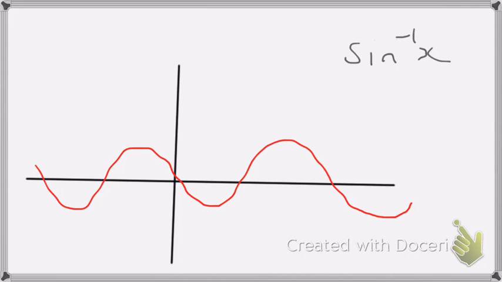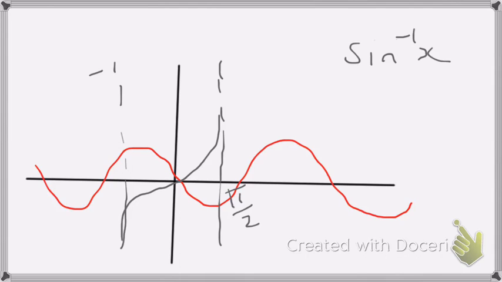I'm going to try that again. There we go. This number here is pi on 2. This number here is minus pi on 2. Oh, sorry. No, that's 1. That's minus 1. This number here is pi on 2. This number here is minus pi on 2.